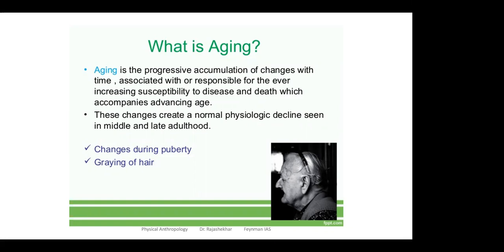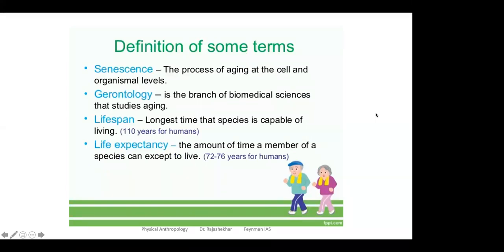Graying of the hair, which is a common theme, loss of teeth and thinning of hair. Okay, I'll show you some examples. These are the signs that we normally see because of the aging process. Okay, I'll provide you some terminology I want you to be aware of.